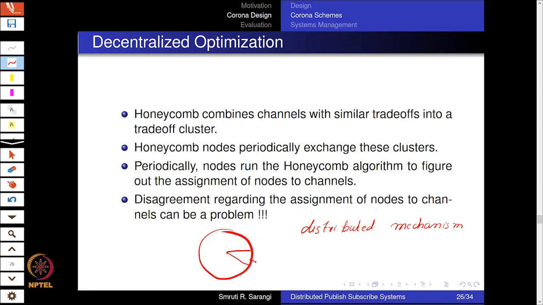For example, let's say if this node perceives that it needs to reduce its polling level, then what it can do is reduce the polling level on its own volition and consider a bigger part of the pastry ring.